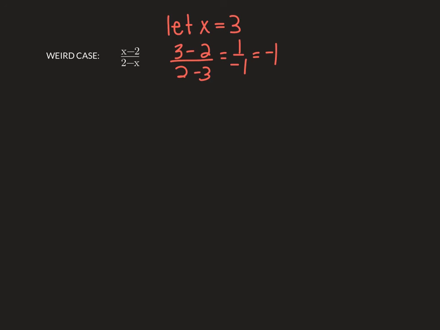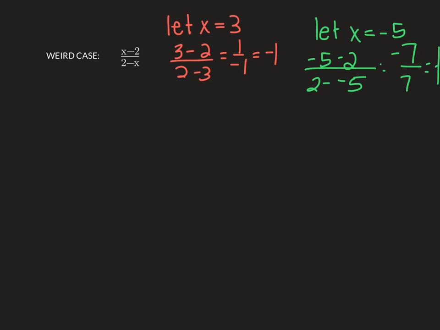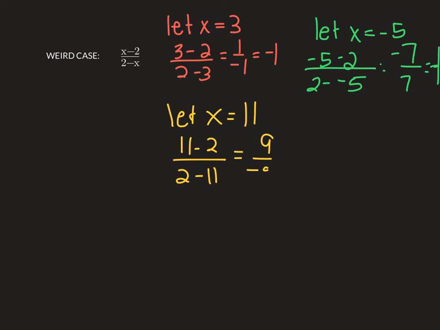Okay, let's try another number. Let's do negative 5. If I substitute negative 5 in for x, I'd have negative 5 minus 2 over 2 minus negative 5. Oops, I left the over part. And if I go and simplify this, I get negative 7 over positive 7, which is negative 1. Negative 1. Well, you seeing a pattern yet? Let's try one more. Let's let x be 11. 11 minus 2 over 2 minus 11. I get positive 9 over negative 9, which is negative 1. Do you see a pattern?